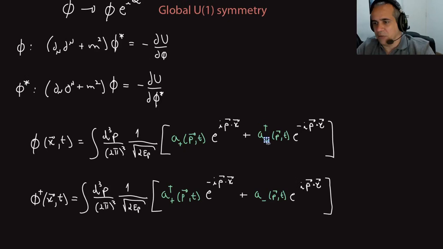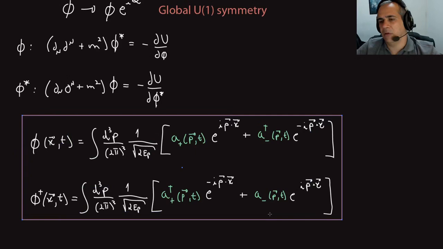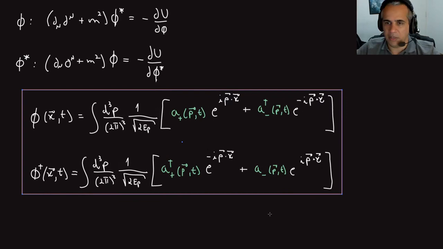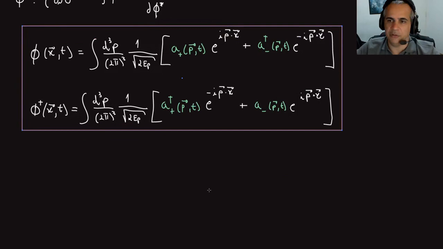So it is important to see that when I want to write my theory in terms of phi and phi dagger, phi actually has the creation operator of one of the sets and the annihilation from the other set, and vice versa. That cannot be avoided if you want these two to be a complex conjugate of each other. So that's the important part that you need to notice here. And also, again, that you have two sets of creation and annihilation operators for this to work for a complex field. This is just the most general solution.